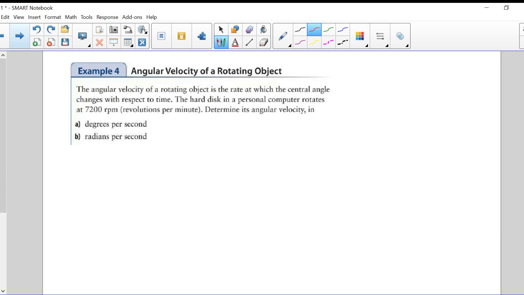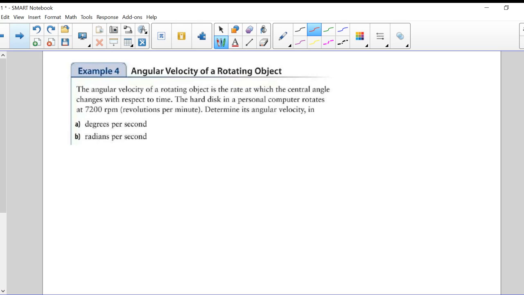Things that constantly rotate have what's called an angular velocity, which is how many degrees they have gone through for a certain amount of time. So they've revolved through, let's say, 20 degrees per second. I'm just using that as an example. We can do it in radians and we can do it in degrees. So we're going to do that right now.